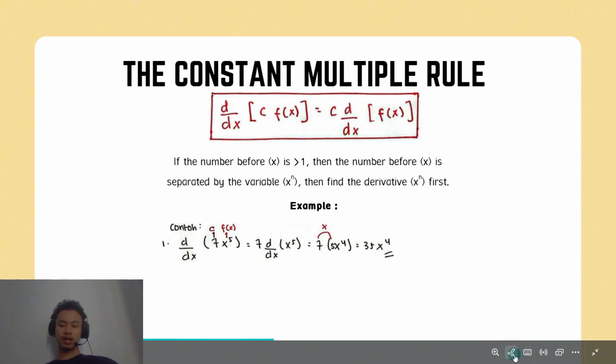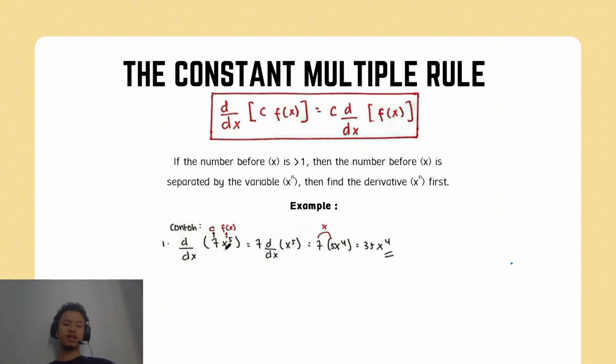Okay, let's move to the example. The example is the derivative of 7x to the power of 5. According to the rule, we keep the 7 aside and find the derivative of x to the power of 5 first. The derivative of x to the power of 5 is 5x to the power of 4.